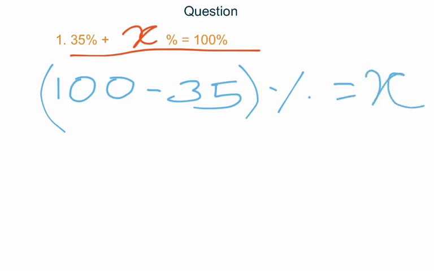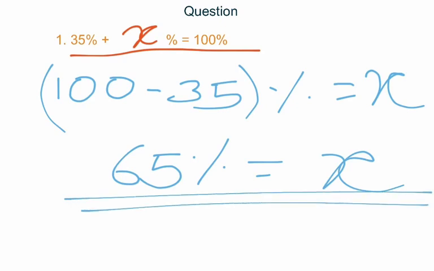In this video I have just shown you the method of solving an equation. Otherwise you can use other methods also, and I will be telling them too. So what is left? 65% is equal to x. This is our answer, right? Moving on to our second question.